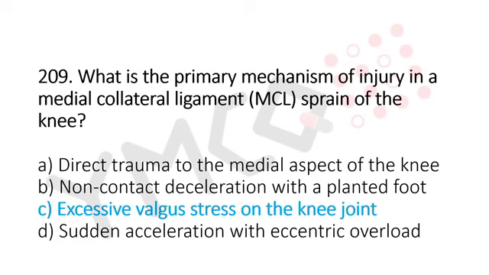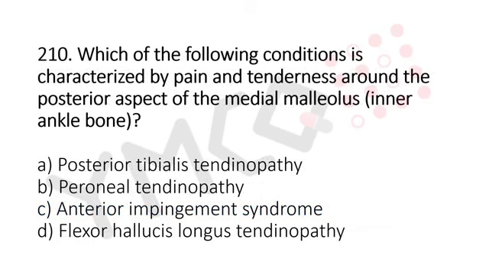Now let's move to question number 210. Which of the following condition is characterized by pain and tenderness around the posterior aspect of the medial malleolus, that's inner ankle bone? Option A, posterior tibialis tendinopathy. Option B, peroneal tendinopathy. Option C, anterior impingement syndrome. Option D, flexor hallucis longus tendinopathy. And the answer is option A, posterior tibialis tendinopathy.